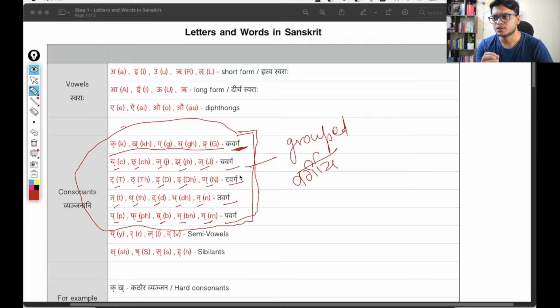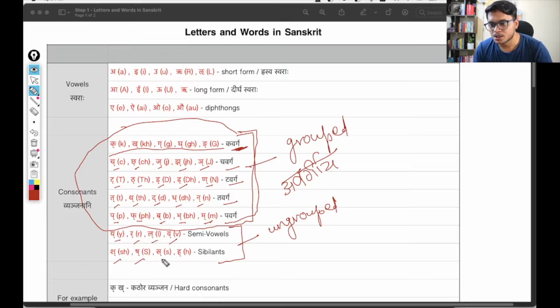Just remember this word, because a lot of times when we do different rules like Sandhi rules and Samas rules, they refer to these consonants as grouped consonants. So just take note of it. And then all the rest of the consonants, you may have guessed it, are called ungrouped, or avargiya vyanjan, that don't belong to any group. What are those? They are ya, ra, la, va, sha, sha, sa, ha. And these are all the consonants that we need right now.